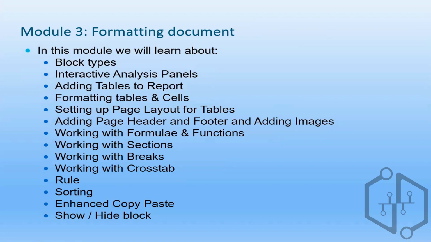Everything might not be available based on the requirement. Sometimes we have to create our own objects and our own formulas in Web Intelligence using formulas and functions. So how we can do that? What are the sections in reports? What are the breaks? And how we can work with a cross-tab type of report. And what are the rules?